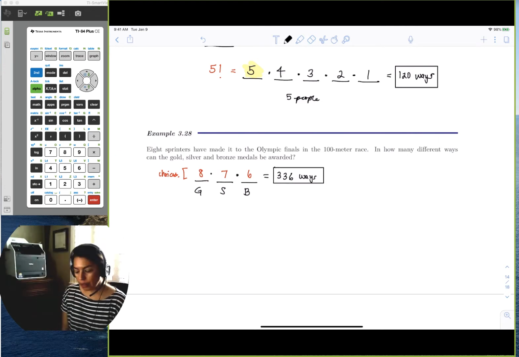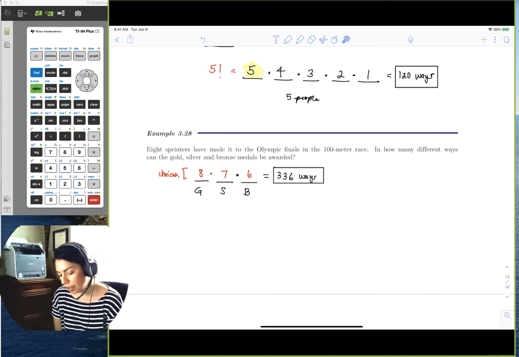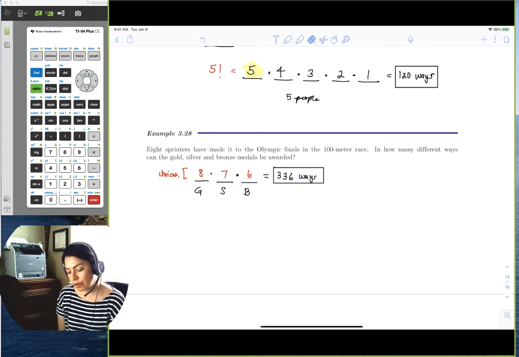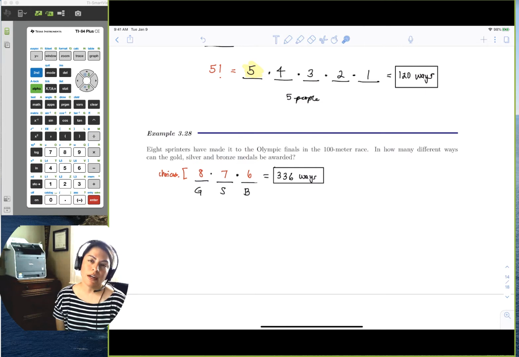Now, that's not really why I have this problem, because it's not factorial, is it? I cannot say that this is 8 factorial. Because 8 factorial means I would have 8 times 7 times 6, and then times 5 times 4 times 3 times 2 times 1, right? Notice I only have the first 3 of the factors of the factorial.